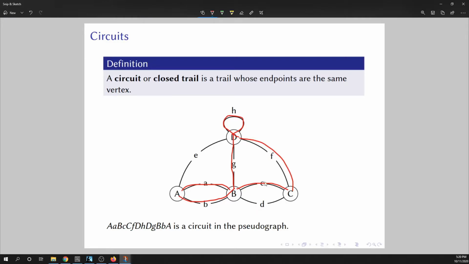And so there we go. That is a circuit, right? So it's a trail, so no edges repeated. And wherever we started is where we wind up at the end. Okay? So that is a circuit.